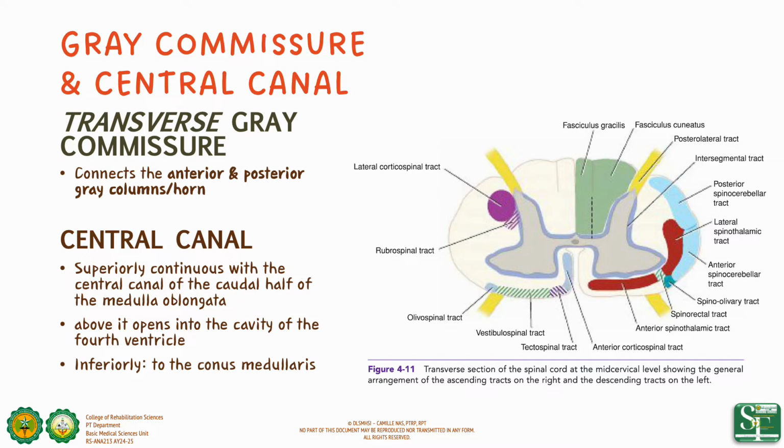And then inferiorly, the central canal is the reason we have the conus medullaris, because that will be the end. That's why it has a bit of a bulge shape. It's because of the central canal.